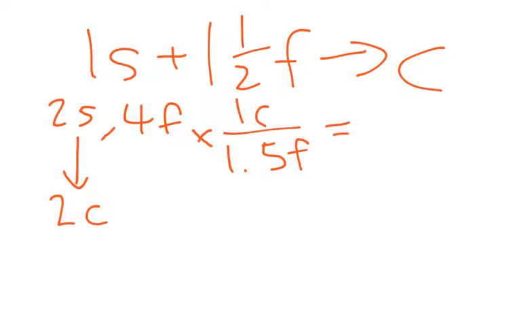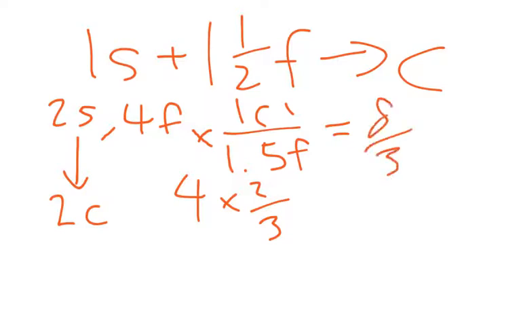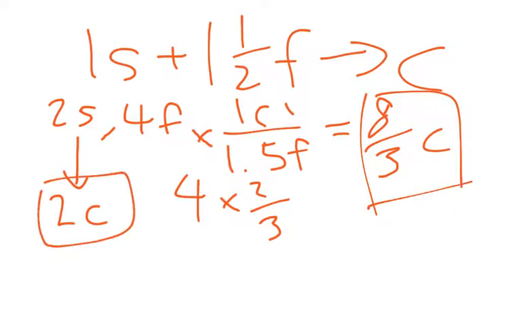And now let's just multiply 4 by 1 over 1.5. So we can actually convert this to 4 times 2 over 3, because I just multiplied the top and bottom by 2, which keeps the fraction the same value. And 4 times 2/3 is just 8/3 cakes. So with 2 cups of sugar, I can make 2 cakes. With 4 cups of flour, I can make 8/3 of a cake.